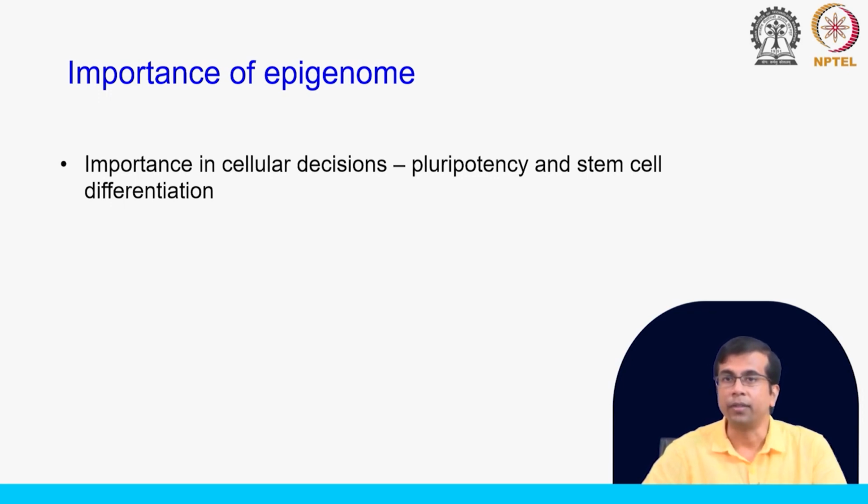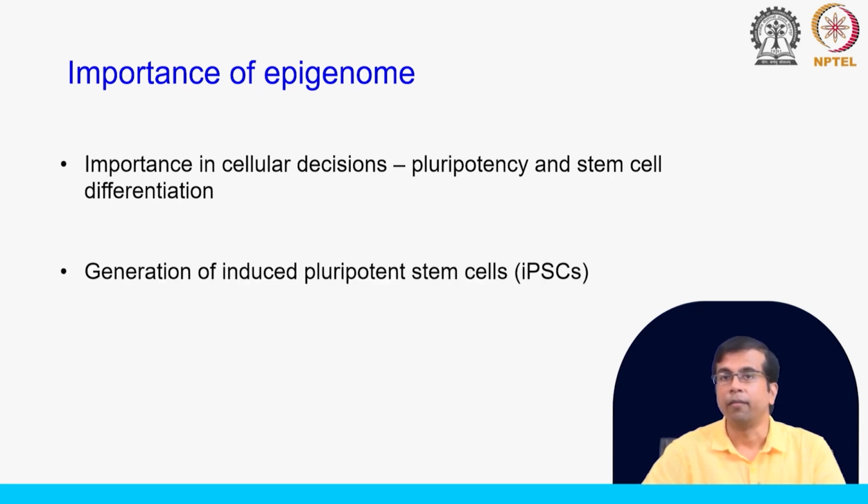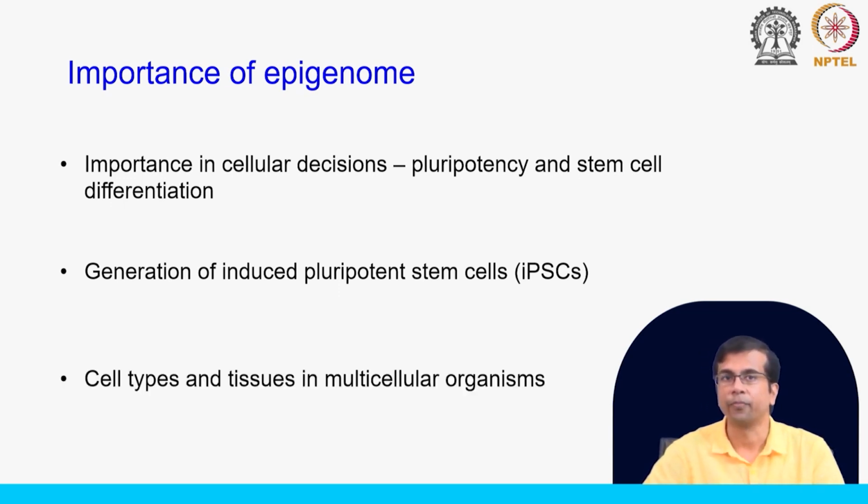This flexibility is important in cellular decisions. You probably have heard about stem cell differentiation and pluripotency. Here you have an important role of epigenetic modifications or the epigenome. Then you have probably also heard about induced pluripotent stem cells, where epigenetic reprogramming has been seen in iPSCs. So, you need to have these epigenetic modifications that actually give this flexibility.